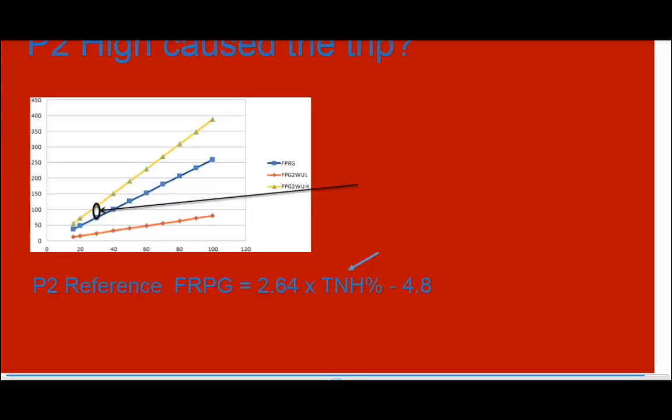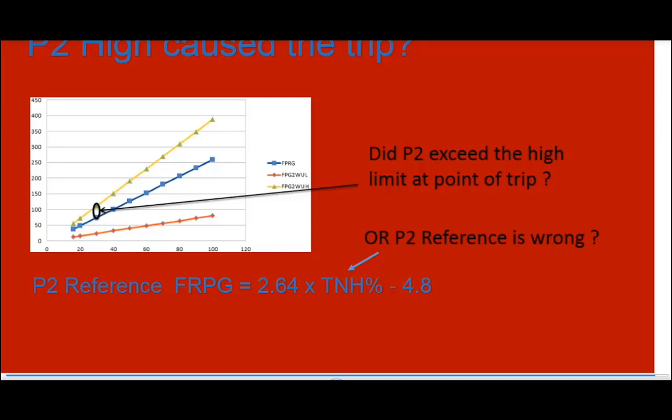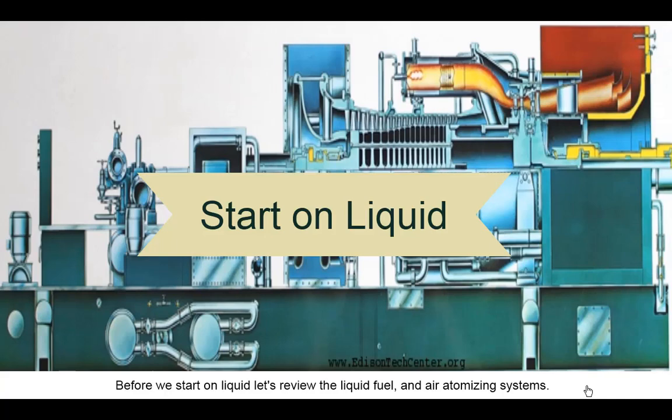So what caused the trip? Did P2 exceed the high limit at point of trip? Or is P2 reference wrongly computed? Not sure? Go start on liquid. Before we start on liquid, let's review the liquid fuel and air atomizing systems.